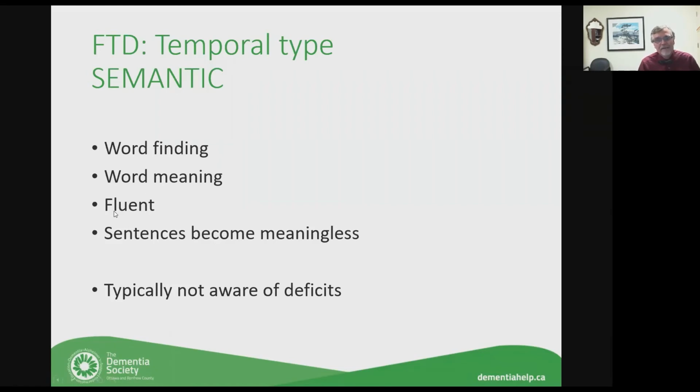And with time, what's difficult is that they're fluent, right? They don't recognize that they've pulled out the wrong words, and so they just keep talking. And eventually their sentences become more and more meaningless to us. To them, they're trying to express what they've expressed all their lives, but to us, because we're hearing the actual words they're using and not the words they intended to use. And unfortunately, these people are typically not aware of their deficits. So they'll look at us going, what are you waiting for? Answer my question. And we're just struggling to make sense of it all.